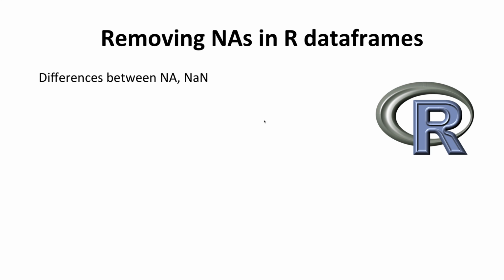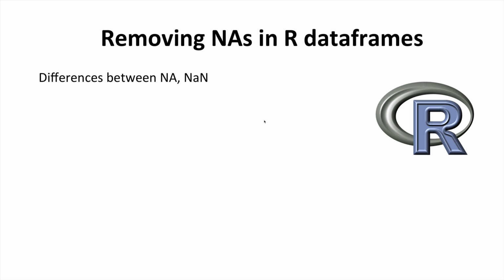To begin with, it's worth distinguishing between NA and NaN. NA means a missing case, so where a cell within a data object in R has no value, whereas NaN stands for not a number. Not a number can be derived where you try and perform a mathematical operation on elements that are non-numeric in R.